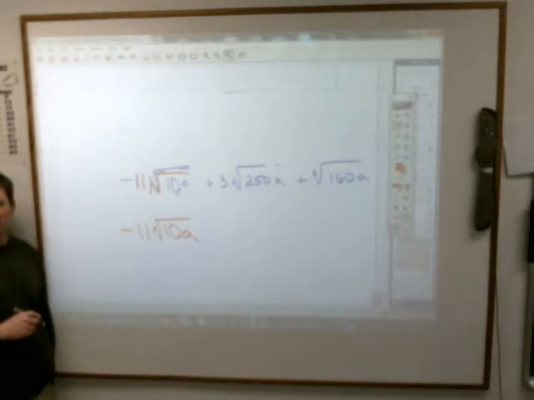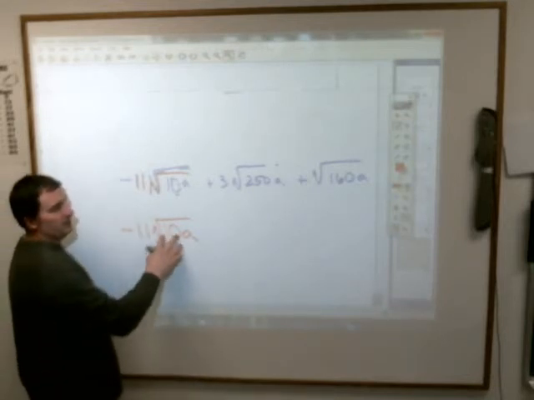Negative 11 plus 19 times the square root of 10a. Right, do you have a negative 11 plus 19? Yeah. You can put those together. Those are like terms: negative 11 and 19 will give you 8 times the square root of 10a. Negative 2 times the square root of 10? Yeah.